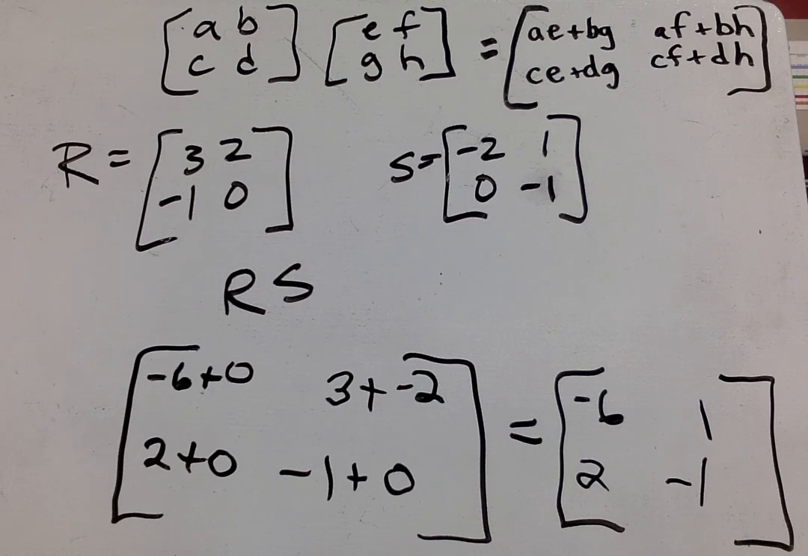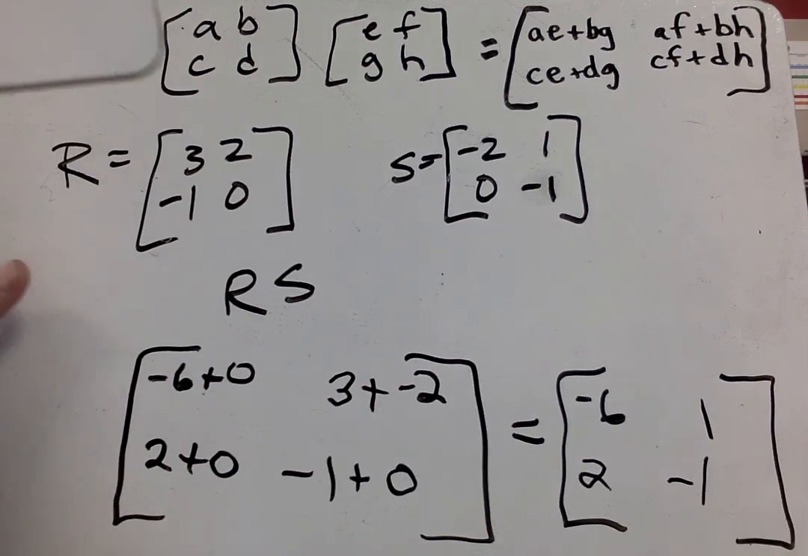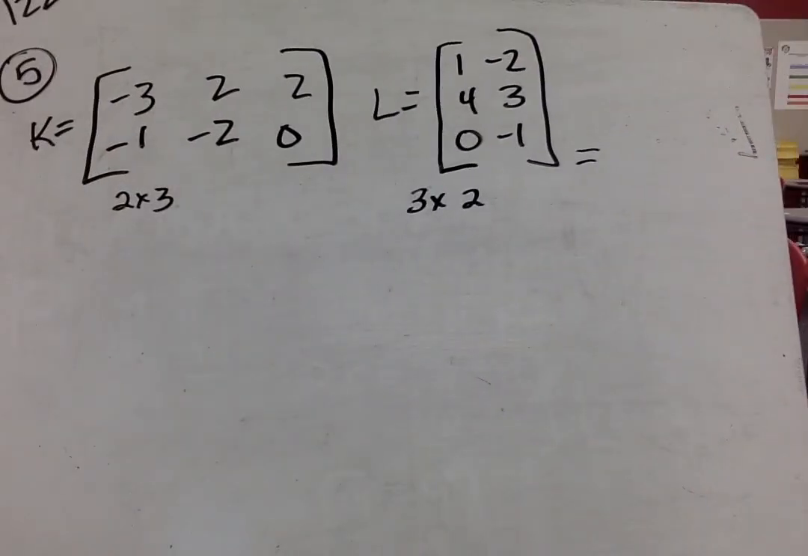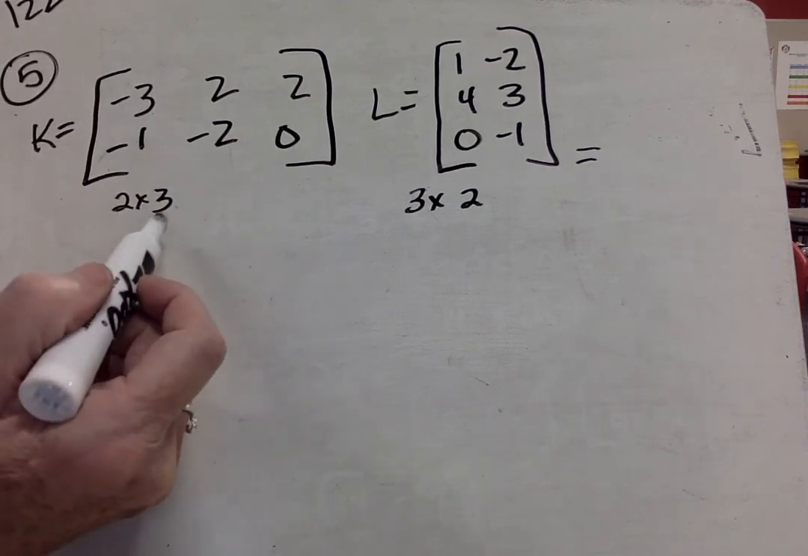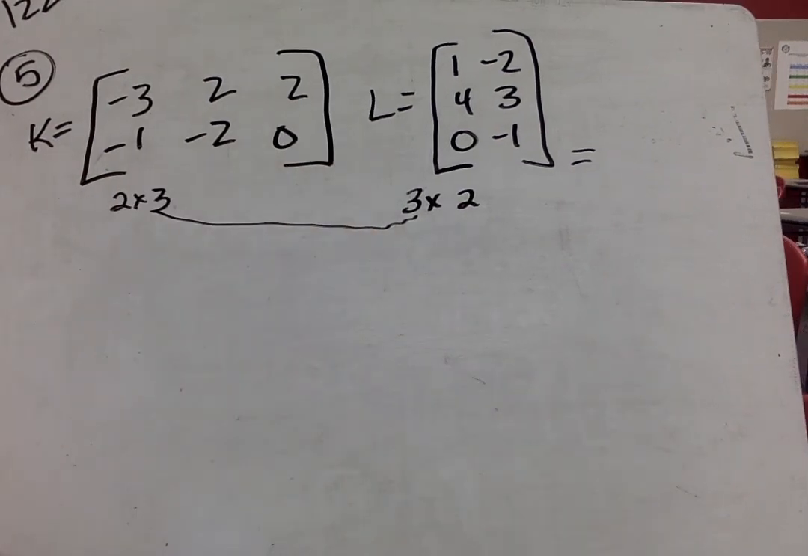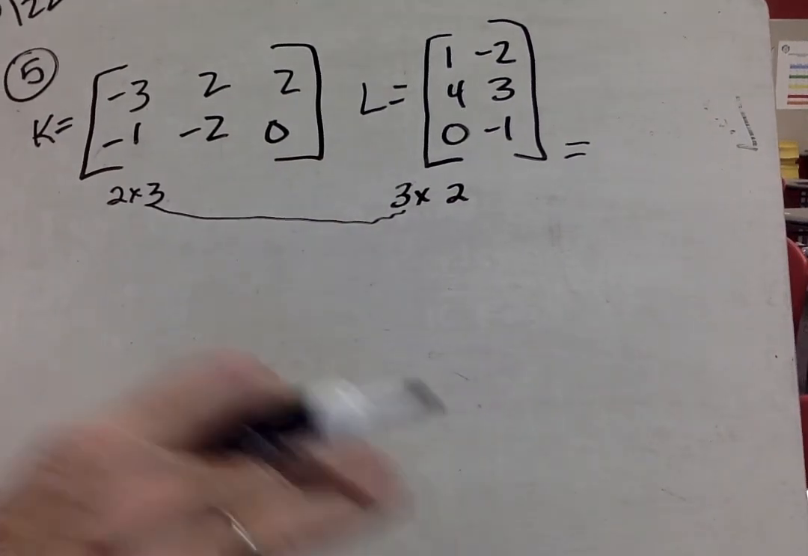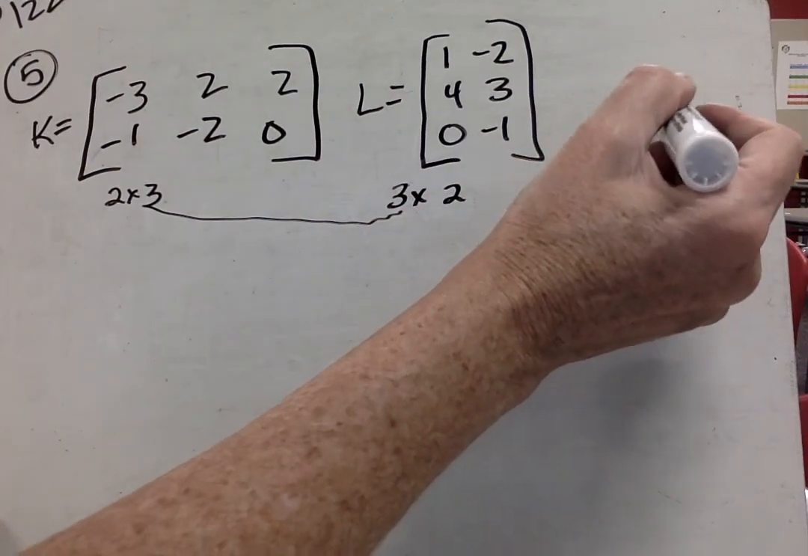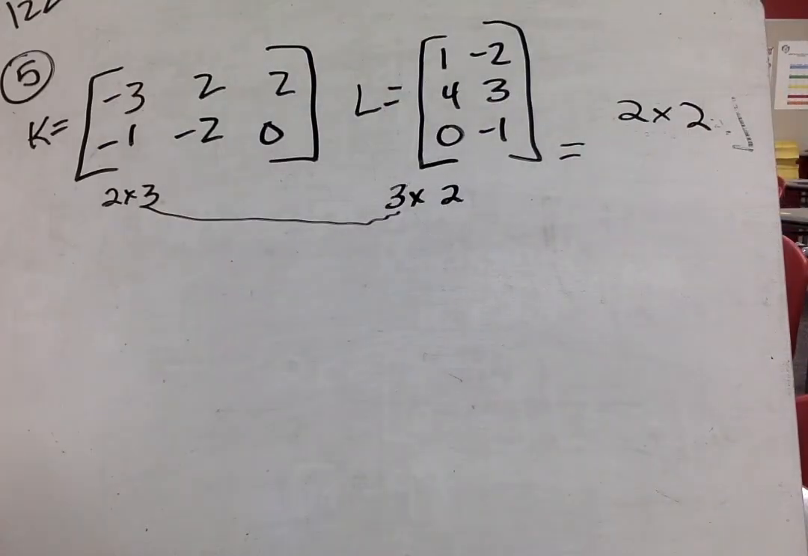First, let's make sure they can multiply. And remember, when we're checking matrices, we look for the column number. Right here is 3, the row number 3. So since these two inner numbers match up, they can be multiplied. And we should end up with a 2 by 2 matrix. So we should have a 2 by 2 as our final answer.